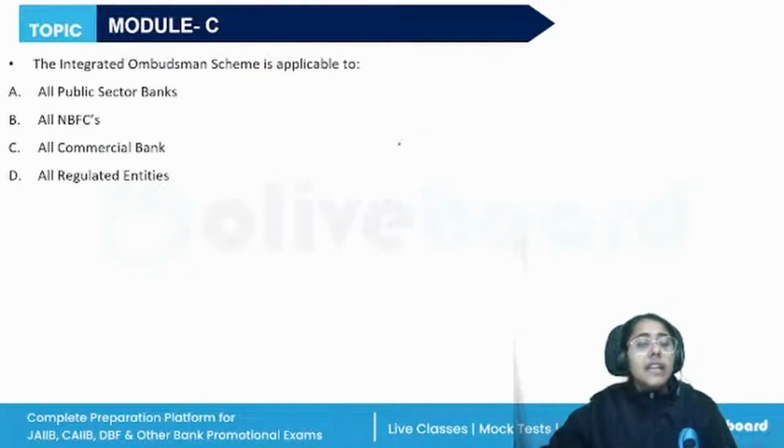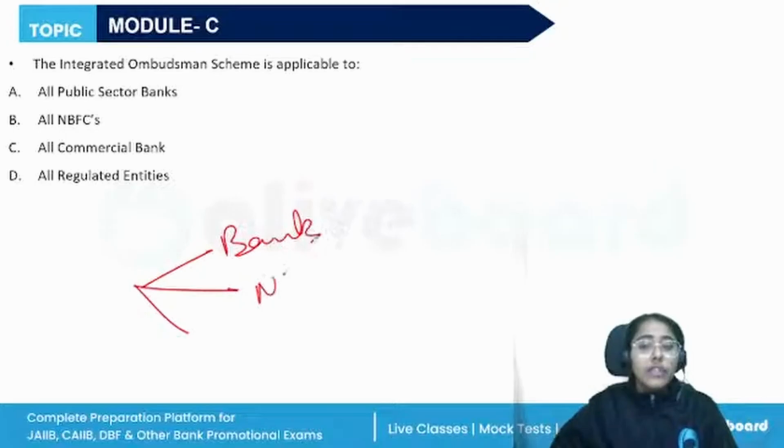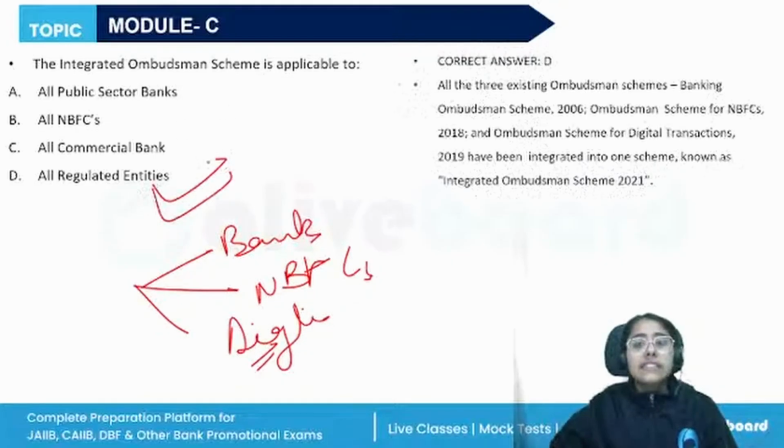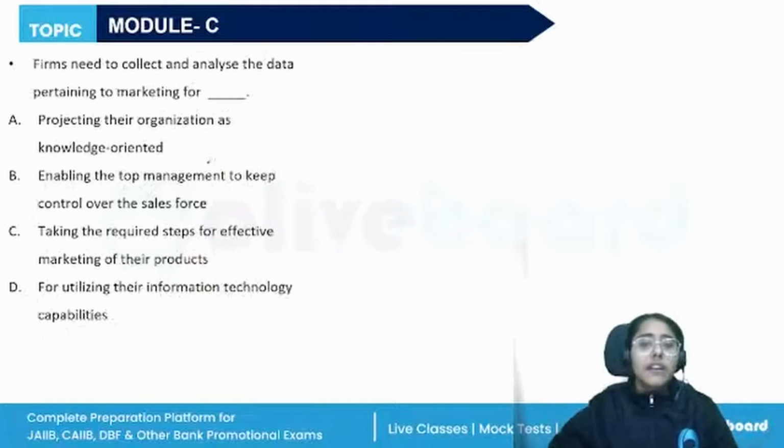Next, the integrated ombudsman scheme is applicable to. We know the three schemes of ombudsman related to the bank, related to the NBFCs, and the digital payments have been merged into the integrated ombudsman scheme. So now all the regulated entities will be covered into the integrated ombudsman scheme.